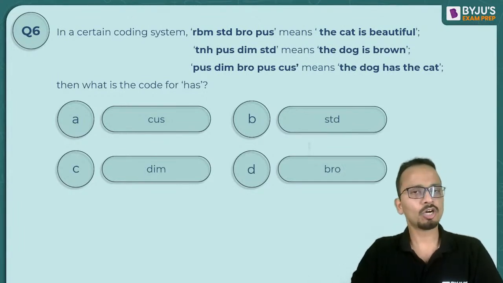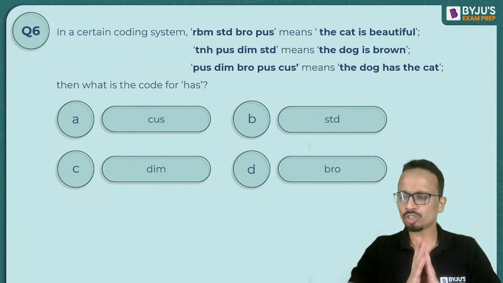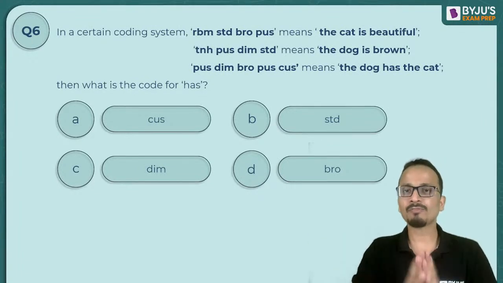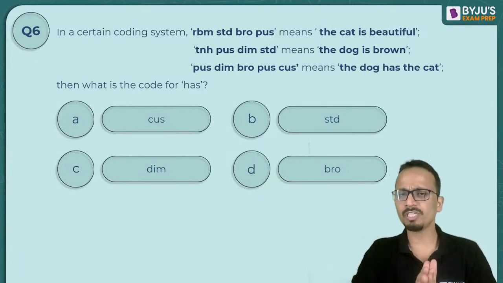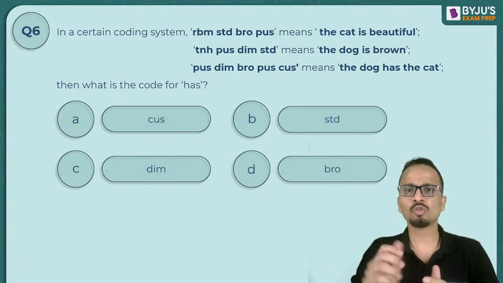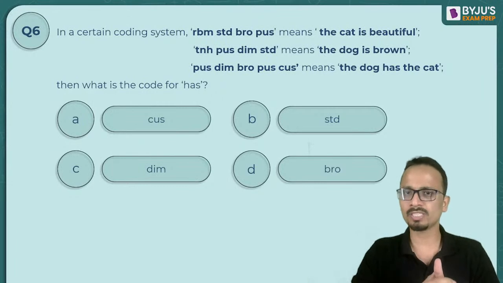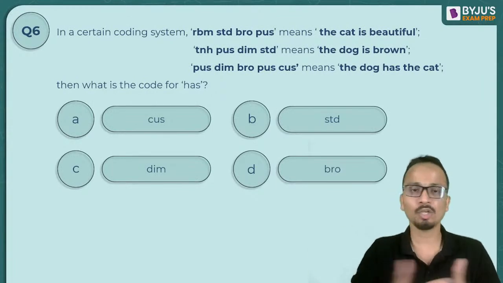Okay. Now the logic of this question, understand all of you. Please stop doing whatever you are doing and listen to me. Now in this type of question, you are given 3 sentences with their codes. So the cat is beautiful is coded as RBM, STD, BRO and PUS. The dog is brown, the code is given, and the dog has the cat, the code is given.